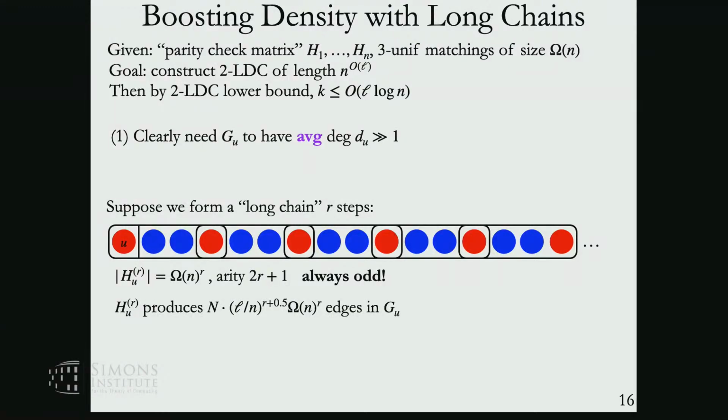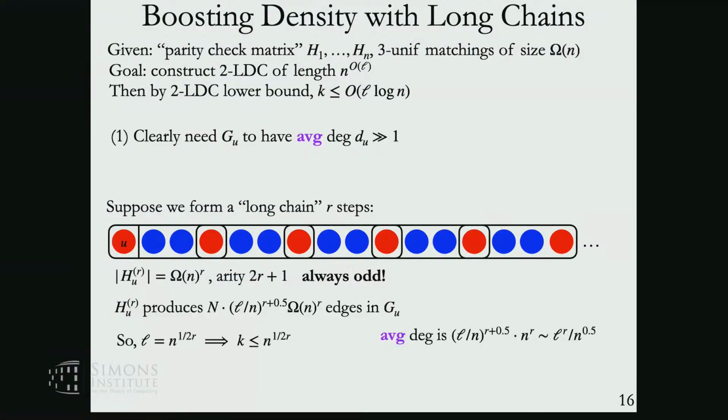And so you can now go through this calculation. We've produced this L over n to the (2r plus 1) over 2, which is r plus a half, times n to the r. And roughly, you can see that this n to the r and this n to the r plus a half almost cancel, and I get L to the r divided by square root n.